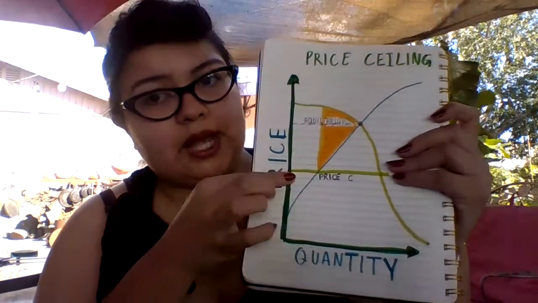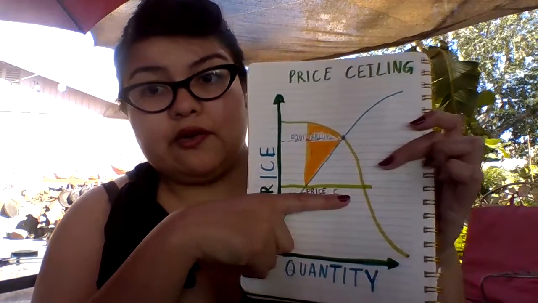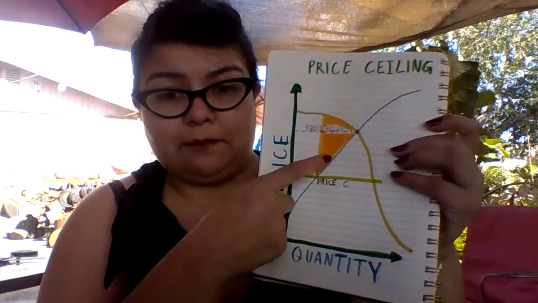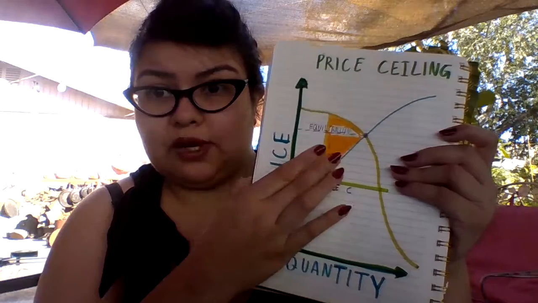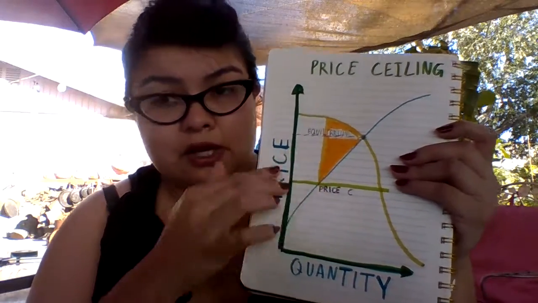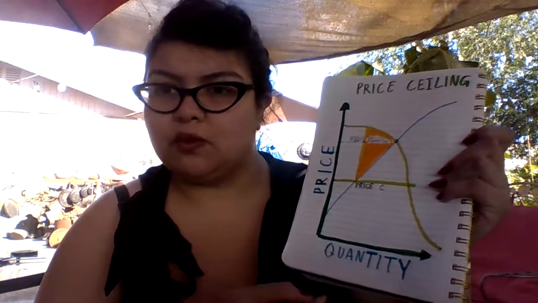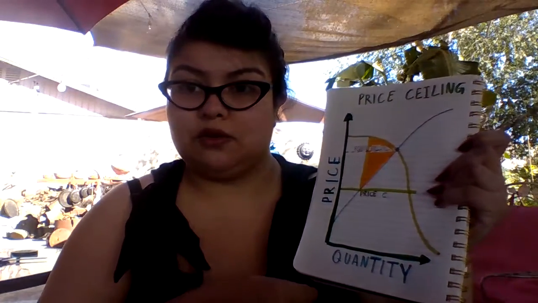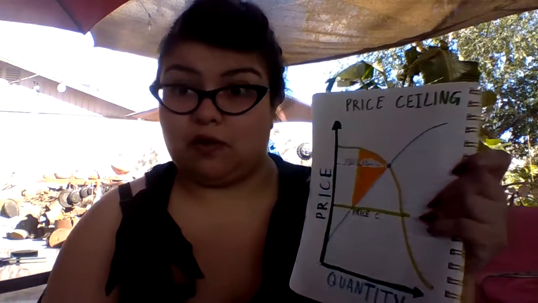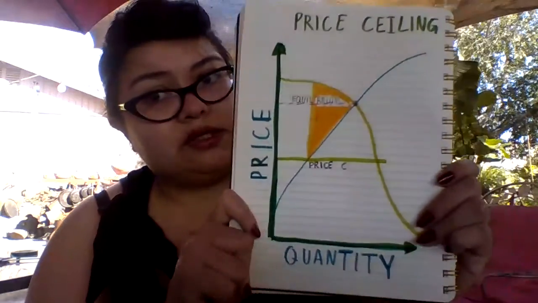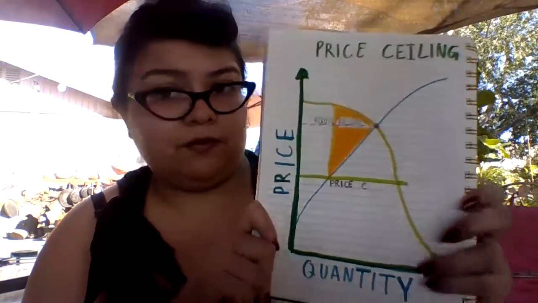And then when we add a price ceiling, it creates a lot of deadweight loss right here in this yellow area, where it's not being efficient with what we can create and what we can pay for. And that is shown on a graph.